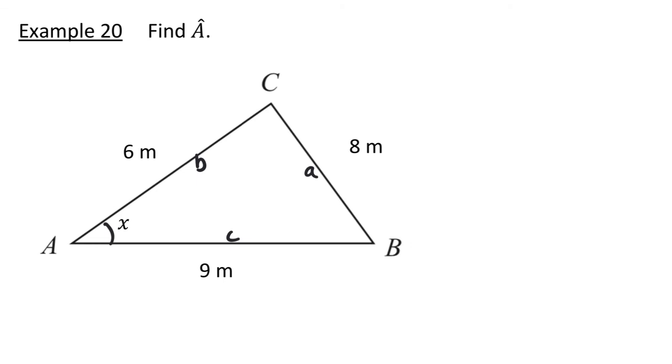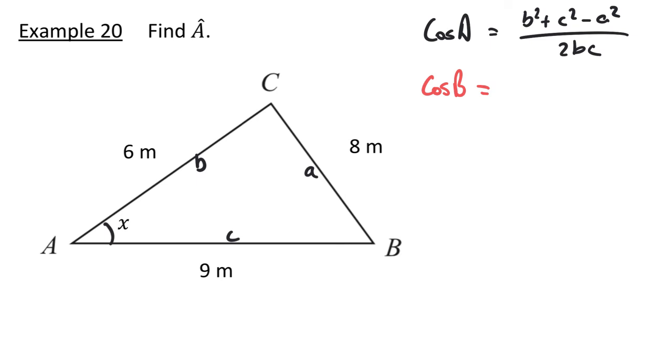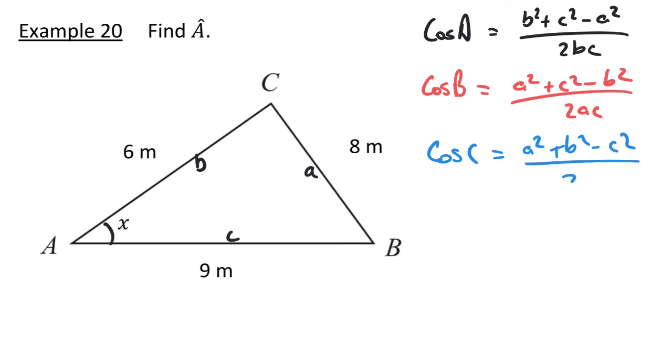Now to find an angle, the cosine rule is the cos of A is going to be B squared plus C squared minus A squared over 2BC. Or we could have the variations of that, so it could be cos B equals A squared plus C squared minus B squared over 2AC, or cos C equals A squared plus B squared minus C squared over 2AB.